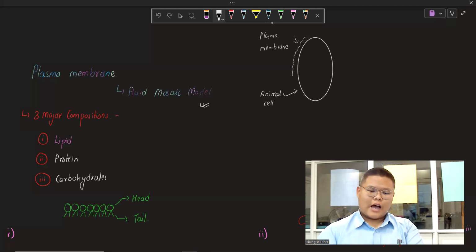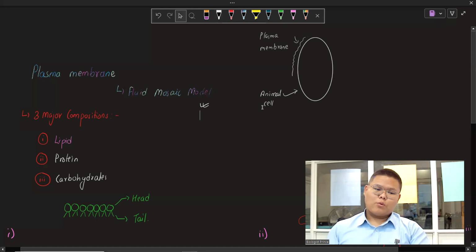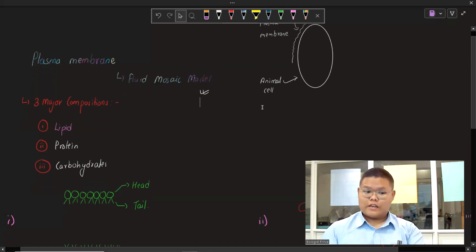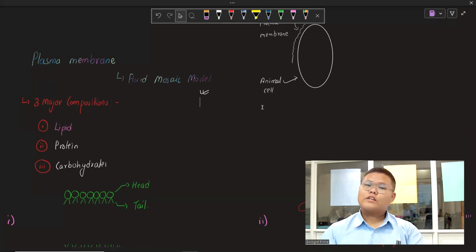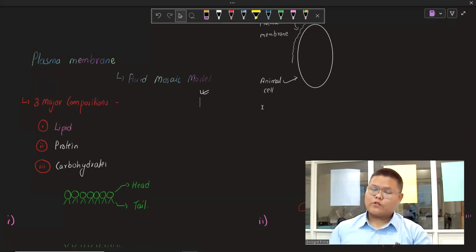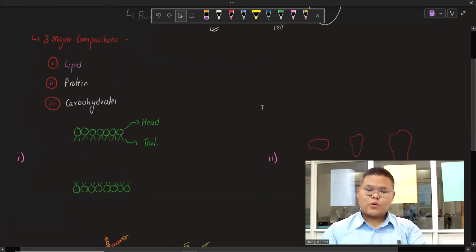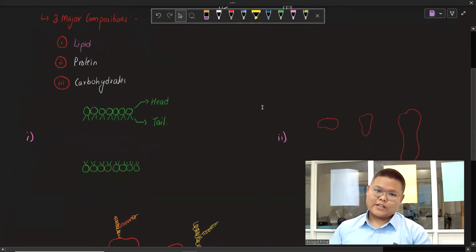Now the three major compositions are, what are they? Let's study. The first one is the lipid, the second one is the protein, and the third one is the carbohydrates. Now let's go into their molecular organization.